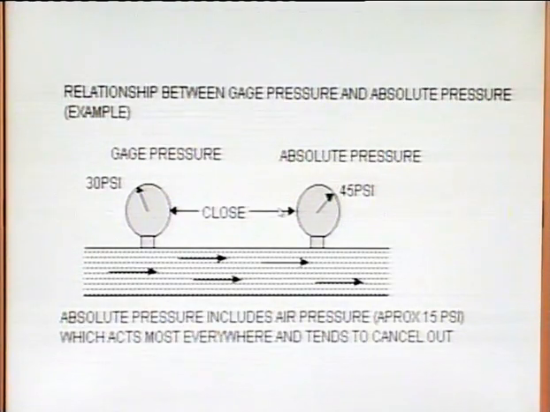Next, we find the relation between gauge pressure and absolute pressure. We know absolute pressure is the sum of gauge pressure plus atmospheric pressure. So, here the gauge pressure is 30 psi and atmospheric pressure is 14.7. So, the total pressure of the body becomes 30 plus 14.7, that is approximately 45 psi.